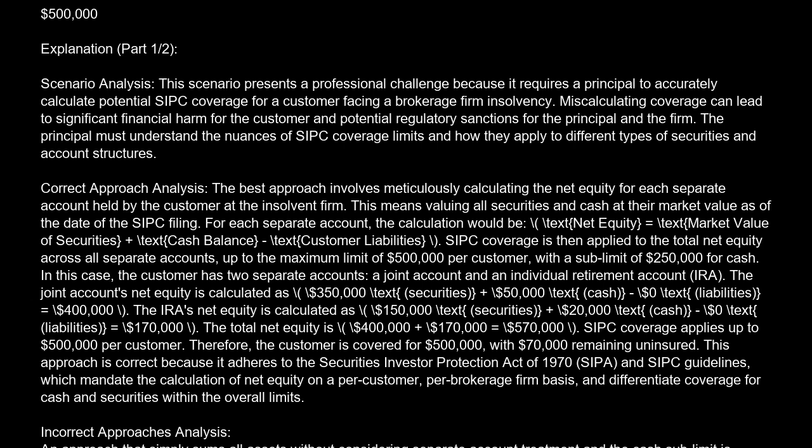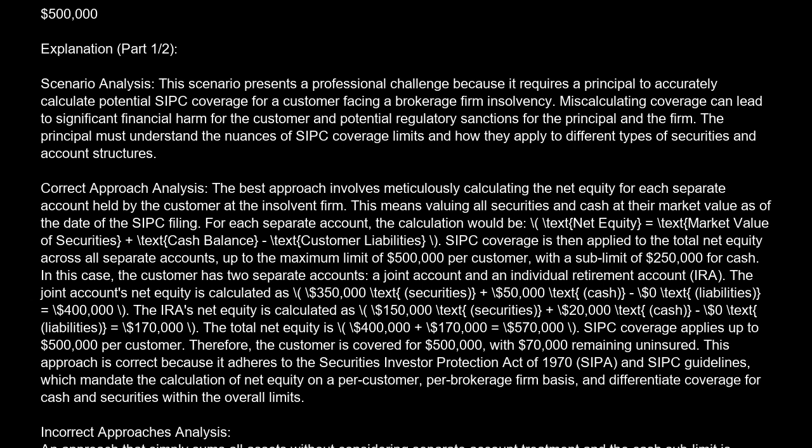In this case, the customer has two separate accounts, a joint account and an individual retirement account (IRA). The joint account's net equity is calculated as $350,000 securities plus $50,000 cash minus $0 liabilities equals $400,000. The IRA's net equity is calculated as $150,000 securities plus $20,000 cash minus $0 liabilities equals $170,000.